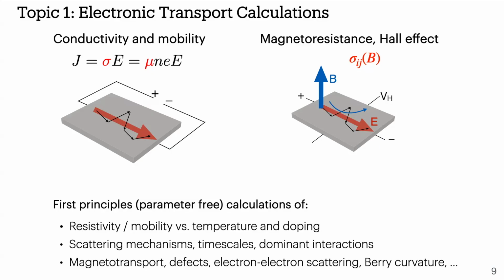But for them to be sizable, you need to break time reversal symmetry. And so with a magnetic field, you can basically have the classical Hall effect. And then people measure the Hall mobility, which is different from the drift mobility. And our code can predict both the drift and the Hall mobility. You can study these quantities as a function of temperature and doping. And really, one of the main scientific drivers is that you can understand what are the dominant scattering mechanisms and the time scales that govern these processes.